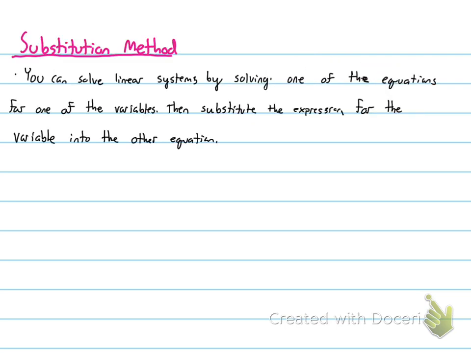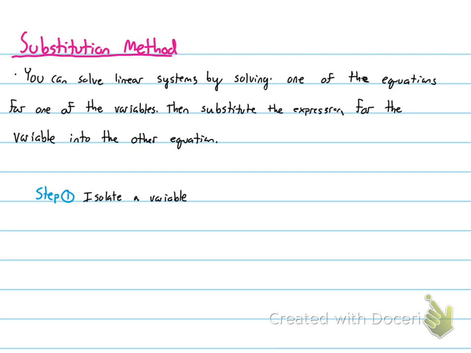So now you want to start writing stuff down. The substitution method basically states you can solve linear systems by solving one of the equations for one of the variables, then substituting the expression for the variable into the other equation. To break this down into steps, step one, you want to isolate a variable. Most of the problems that we look at, we're already going to have a variable isolated. If they get too complicated, you're normally going to have Desmos available, so we would just graph it. But again, step one is you want to isolate a variable or look for that isolated variable.